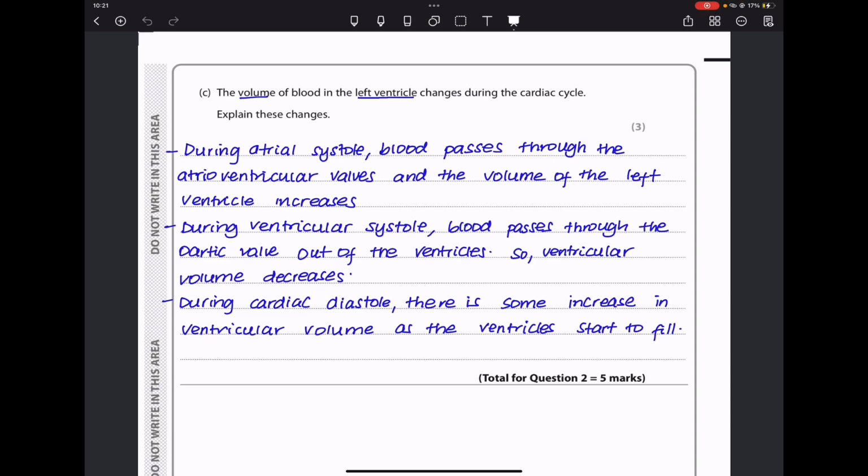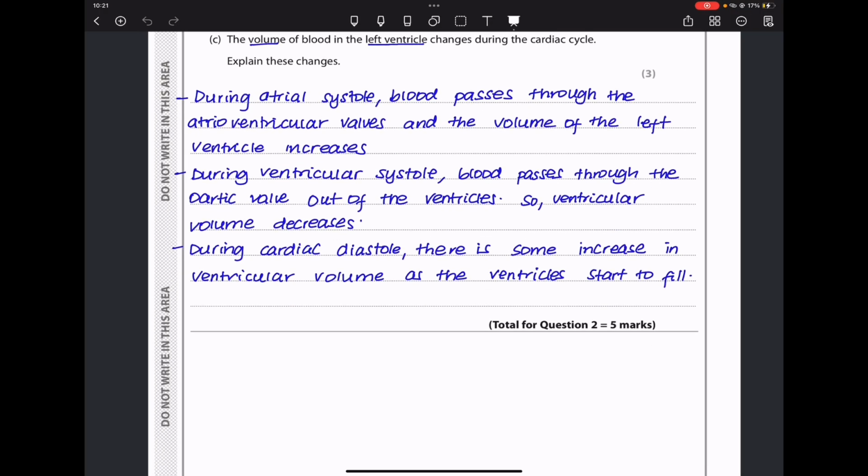Now, when this volume increases, then we go to ventricular systole. That is when the ventricles are contracting. During ventricular systole, blood passes through the aortic valve, so ventricular volume is going to decrease. And finally, during cardiac diastole, there is some increase in ventricular volume as the ventricles start to fill.